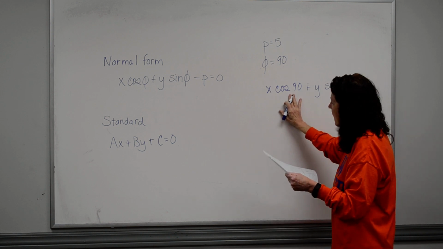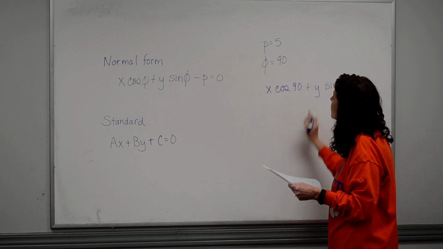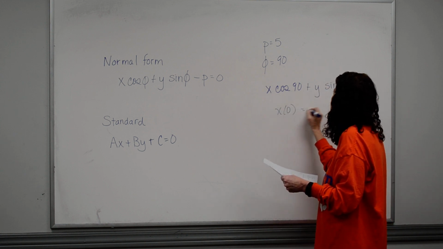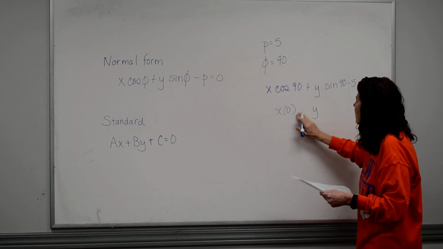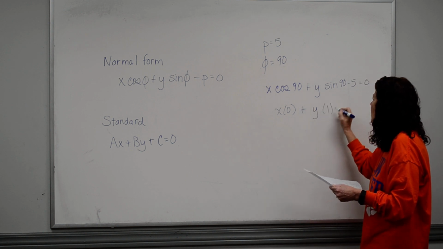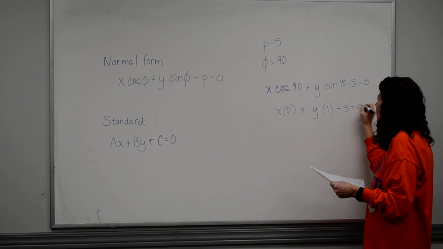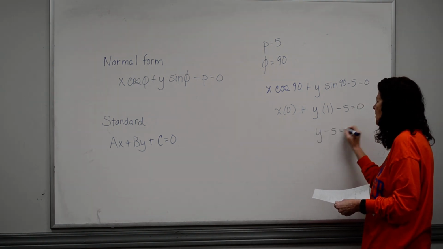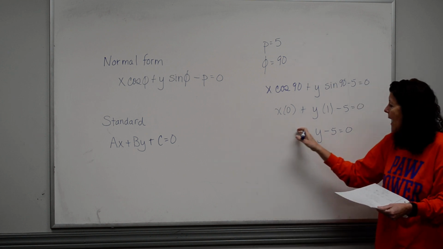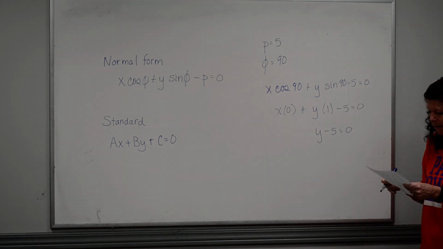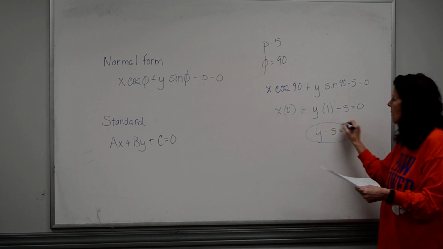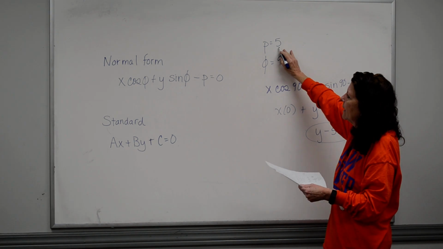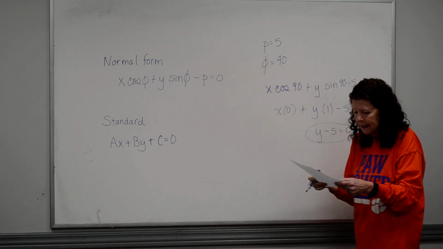Well, at 90 degrees, which is pi over 2, my cosine is 0. My sine is 1. So, in standard form, I have y minus 5 equals 0. You could put 0x plus y minus 5 if you want, but this right here is the standard form of the normal form that has p of 5 and phi of 90.